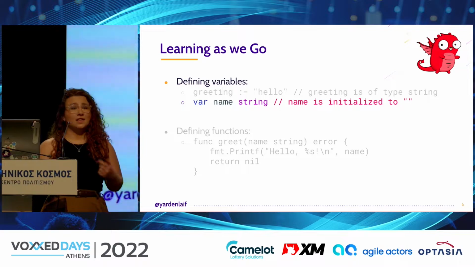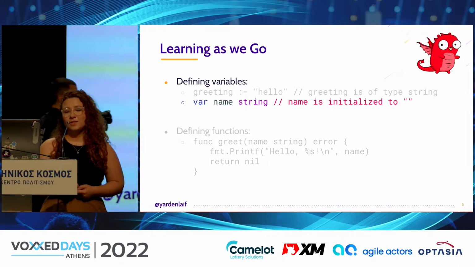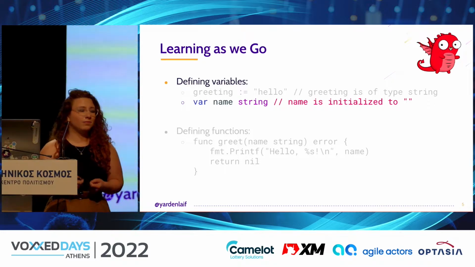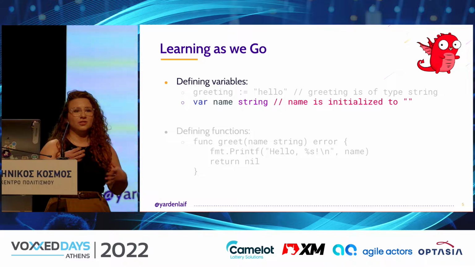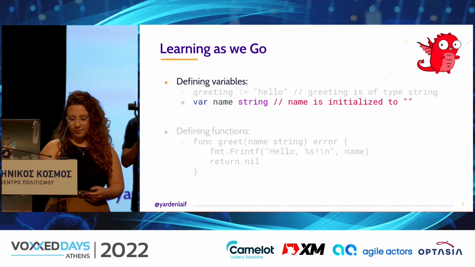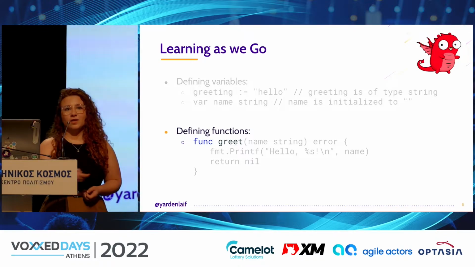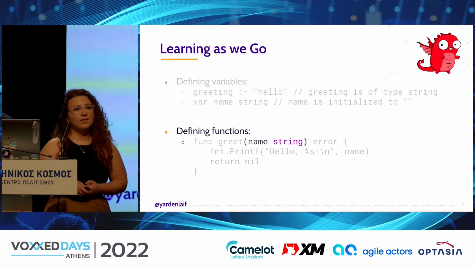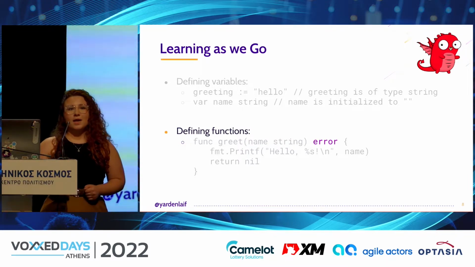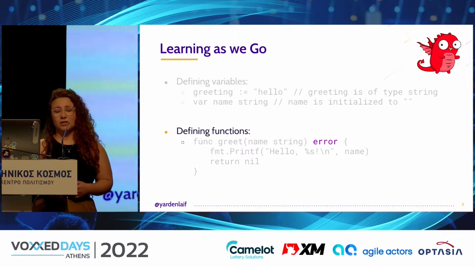In Go, we like things the other way around. So we like our variable names before their types. So in this case, we're creating a variable called name. And its type is string, and then it's just initialized to be an empty string. To define a function, we use the func keyword, give the name of the function, in this case, greet. Once again, we want the name of the variable before its type. And last but not least, the return value. There can be more than one return value. It doesn't really matter. In this case, there's one return value.